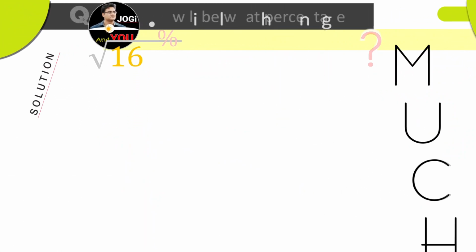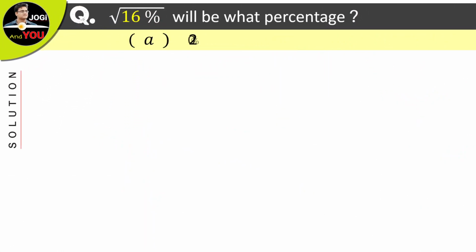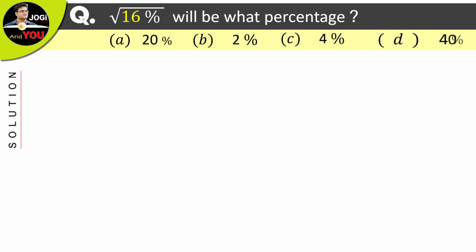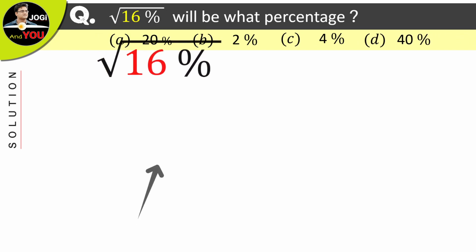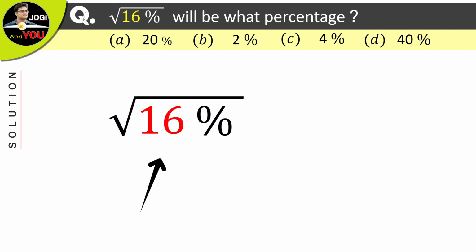So before doing anything else, take a look at our query, in which we have to find the percentage of the square root of 16%. Also, we have been given 4 options, out of which one is correct. Then how can you solve this problem?